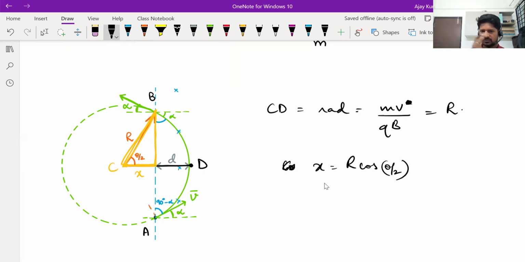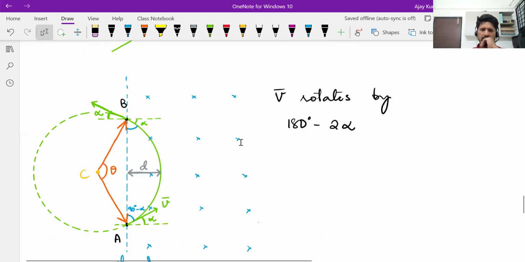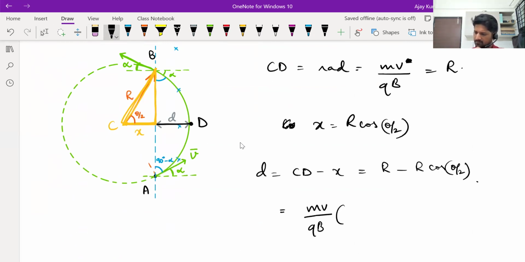That's all. C to D is r. From that, if you remove x, you will get D. Okay, so small d is equal to CD minus x. That becomes r minus r cos theta by 2. And r is mv by qB. You can substitute. Theta is pi minus 2 alpha. You can substitute. Okay. So if you substitute r as mv by qB, multiplied with 1 minus cos theta by 2, you see that B is in the denominator.